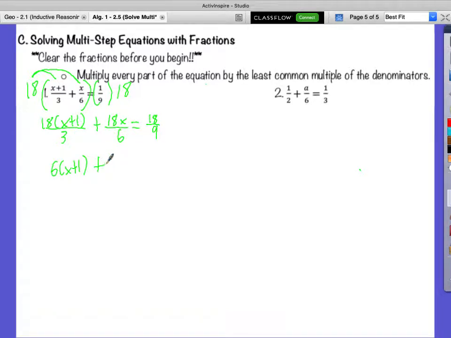On the second fraction, 18x divided by 6. Not x equals 3, but we have 3x, because 18 divided by 6 is 3. Now we have the equal sign. And what's 18 divided by 9? 2. Hey, did we get rid of all of our fractions? Yes. Was that handy? Yeah.